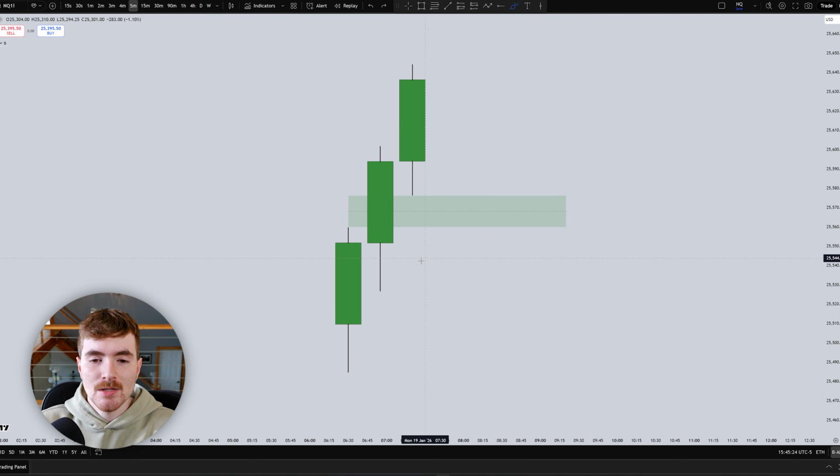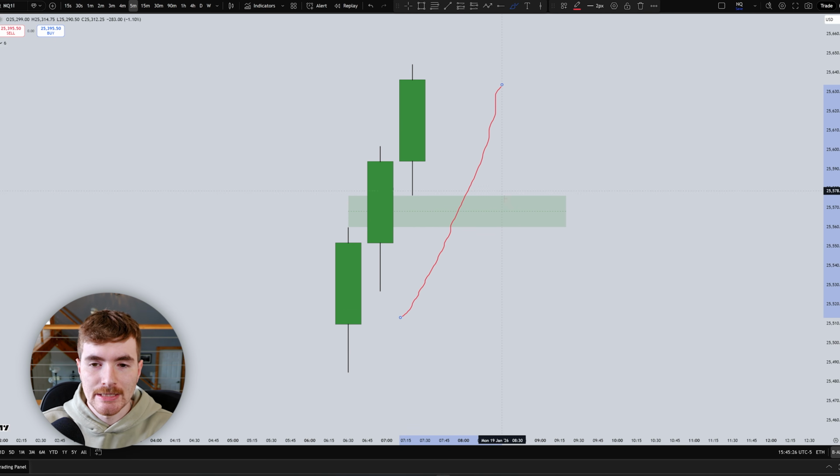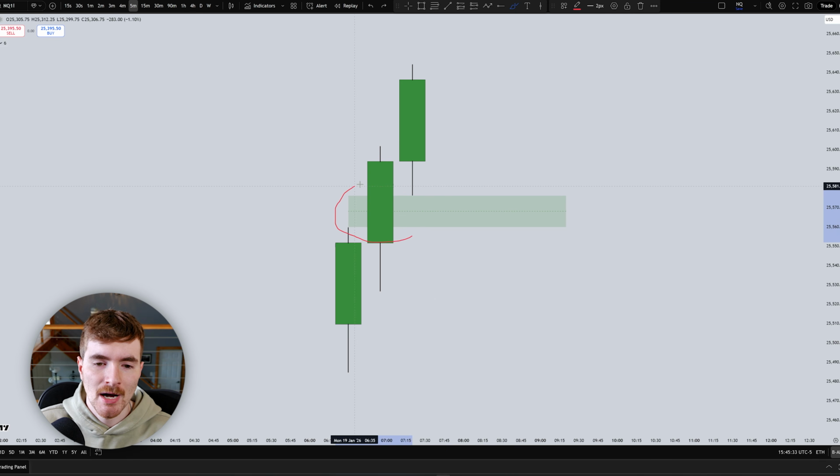This forms because one side of the market was completely in control. In other words, buyers had more control in how price was delivering than sellers did. Therefore, it left behind this gap, or what is also called an imbalance.